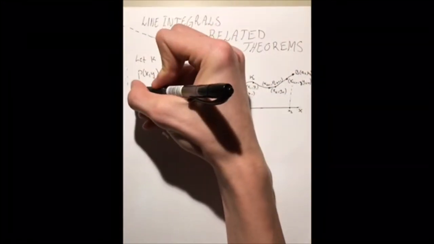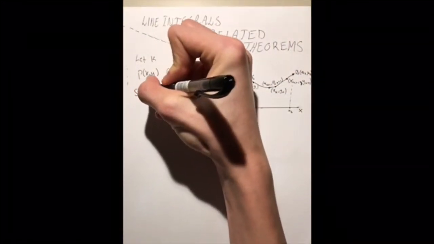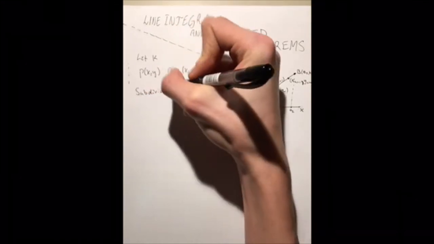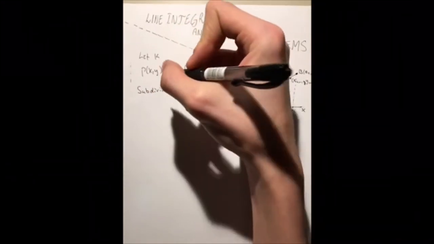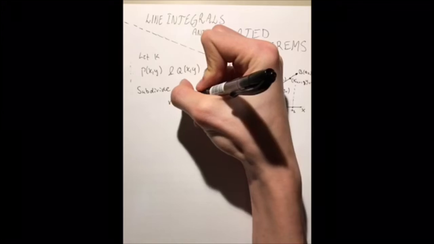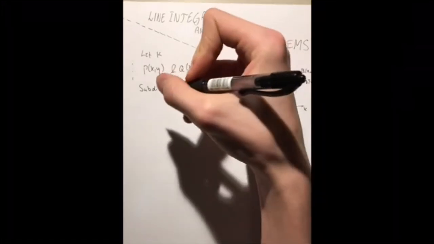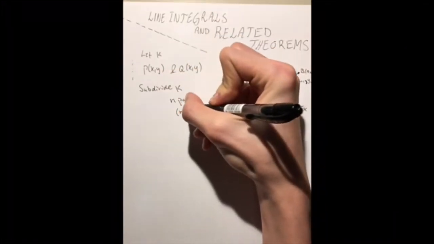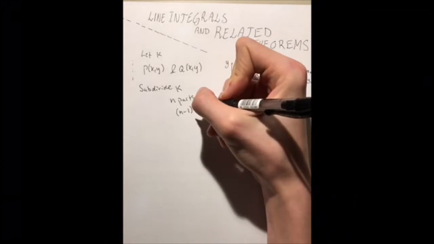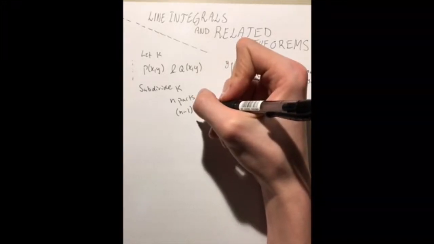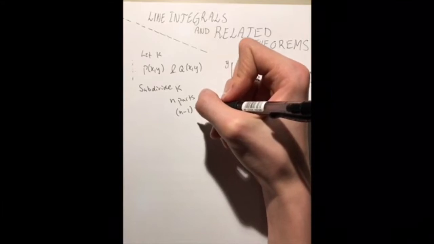Then subdivide K into n parts by choosing n-1 points on it given by x1 and y1, x2 and y2, and so on and so forth until xn-1 and yn-1.